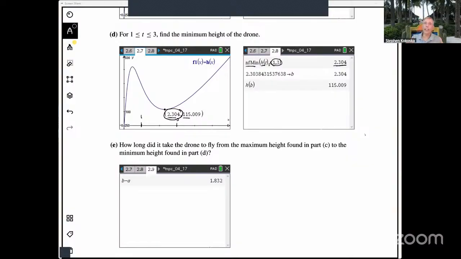And once again, since I know what's coming here in part E, I'm going to store that value of t much more precisely. I'm going to store it in a variable that I'll call b. And this is just a double check.